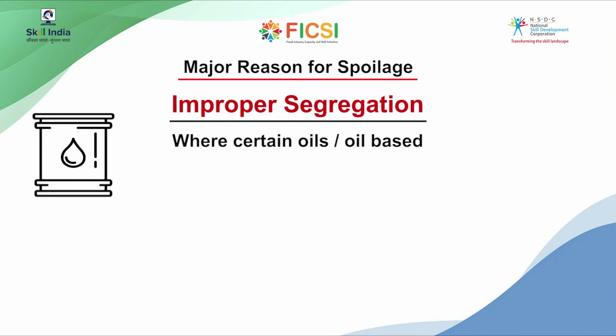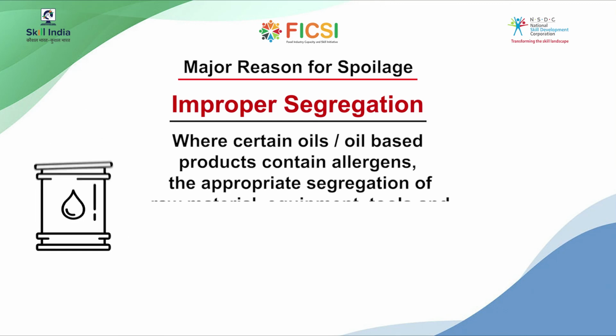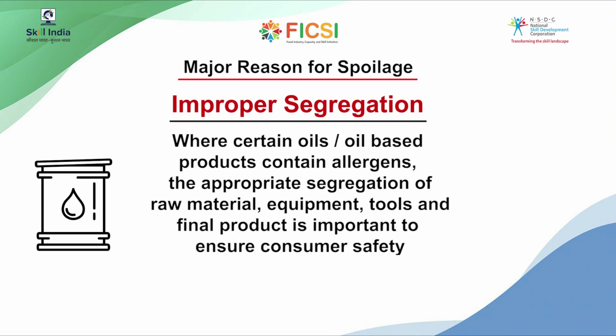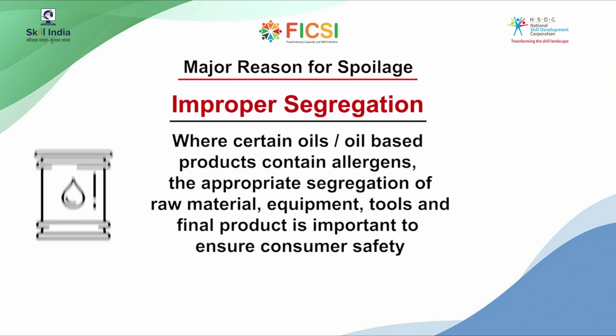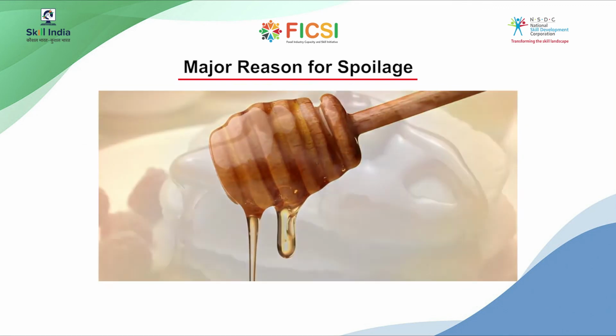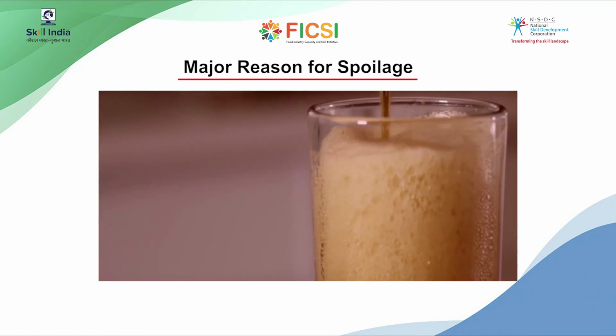Where certain oils or oil-based products contain allergens, the appropriate segregation of raw material, equipment, tools, and final product is important to ensure consumer safety. If you can keep these factors in mind during the production of edible oils and fats, you will ensure not just a better but a safer product as well.